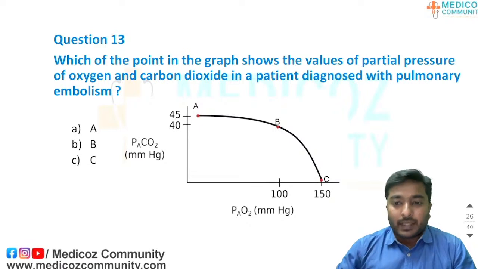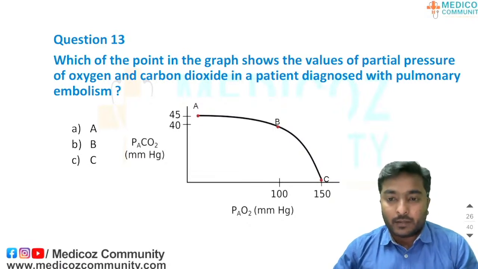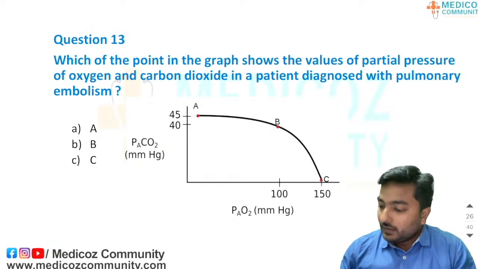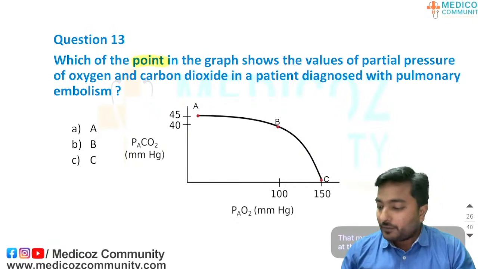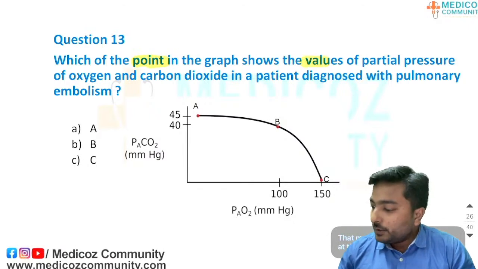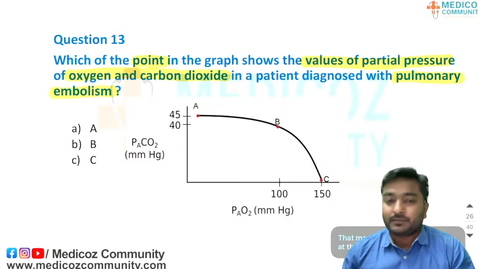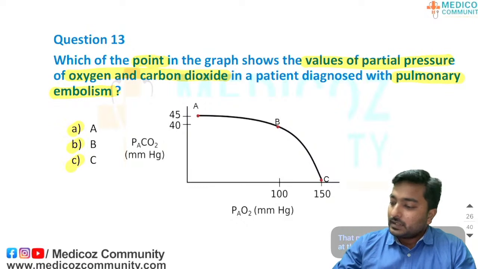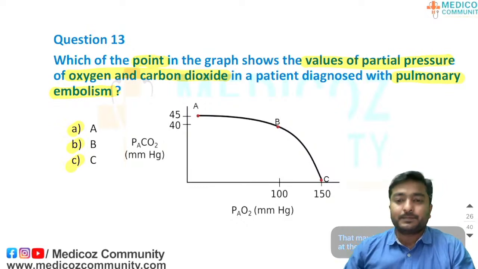Okay, let's start the remaining 13 questions for today. Question number 13: which of the points in the graph shows the values of partial pressure of oxygen and carbon dioxide in a patient diagnosed with pulmonary embolism? Okay, guys, is the option A right, or option B, or option C? Try to find the answers.